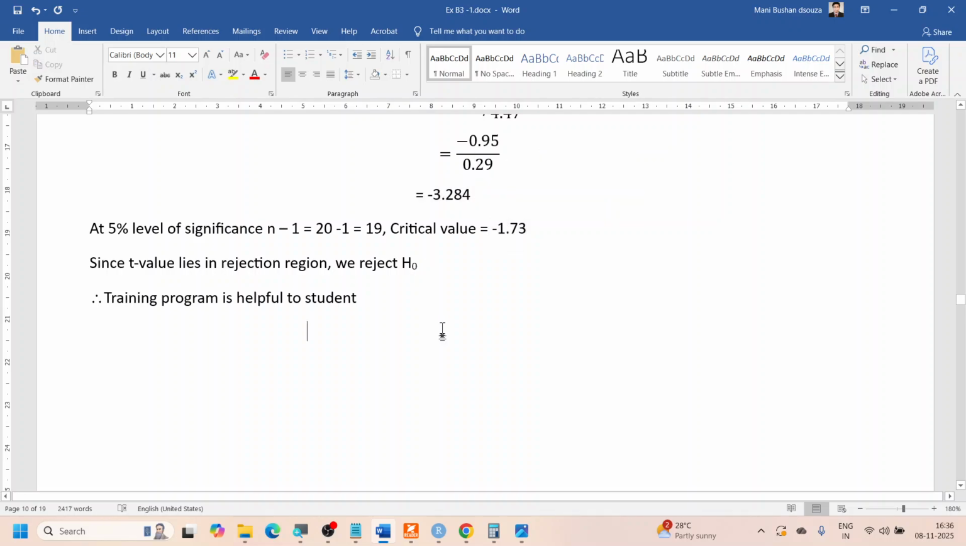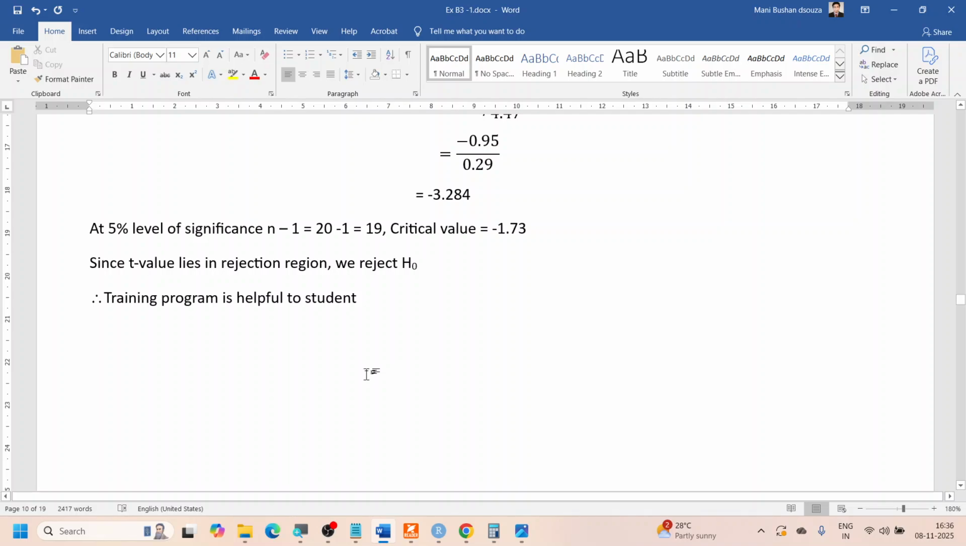So we say that we are rejecting the null hypothesis, and we say that the training program was helpful to the student. So this is what we are supposed to say. Now let us go and do the calculation in R.